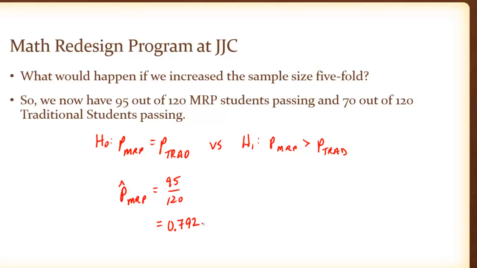What was it, 0.792? Yeah. And if I do the p hat for the traditional, I get 70 out of 120, which is 0.583. See how they're the same sample proportions? The only thing that happened is my sample size went up 5-fold.